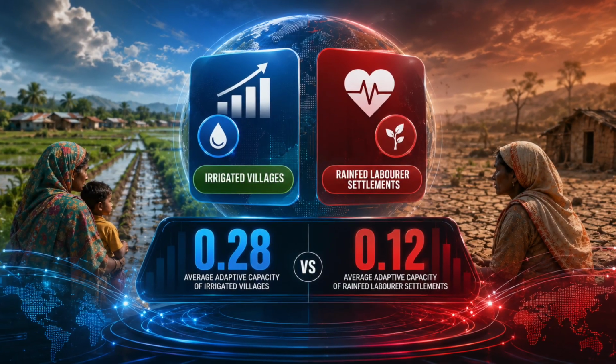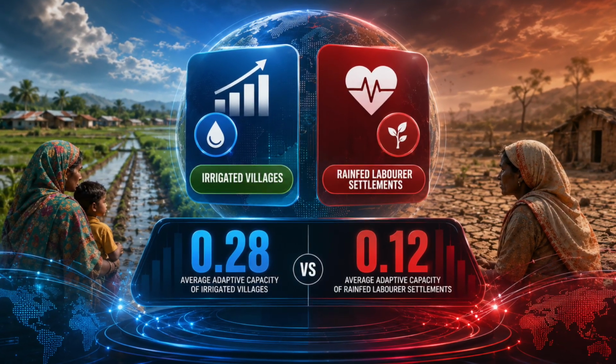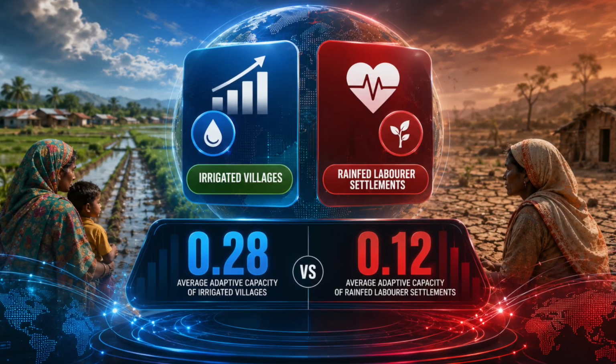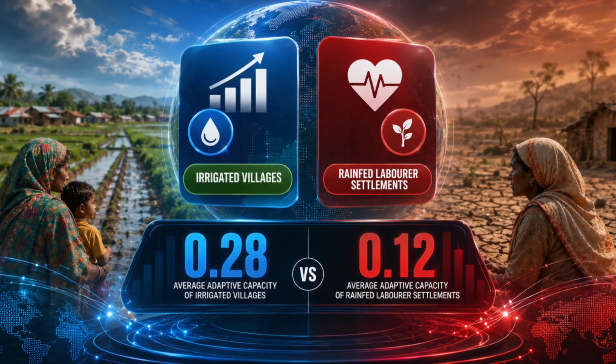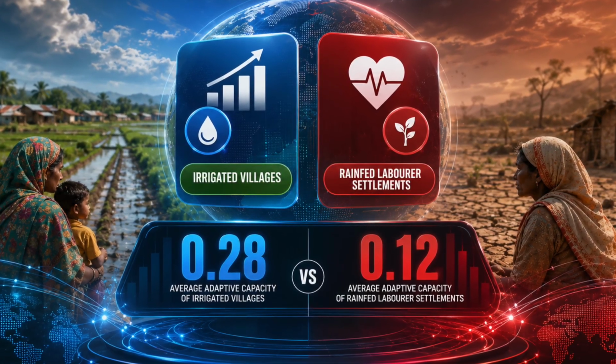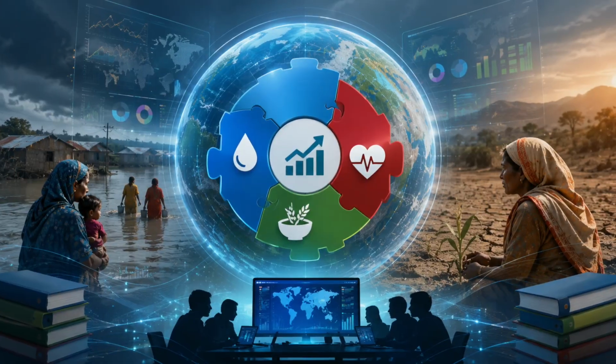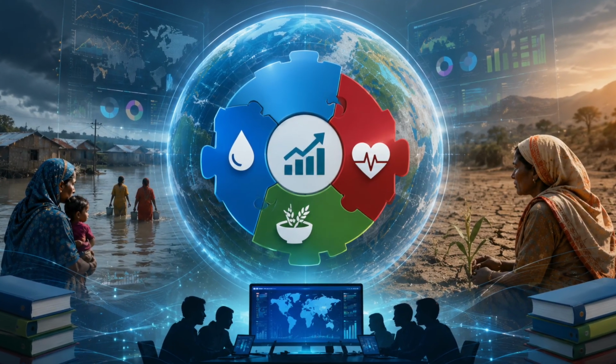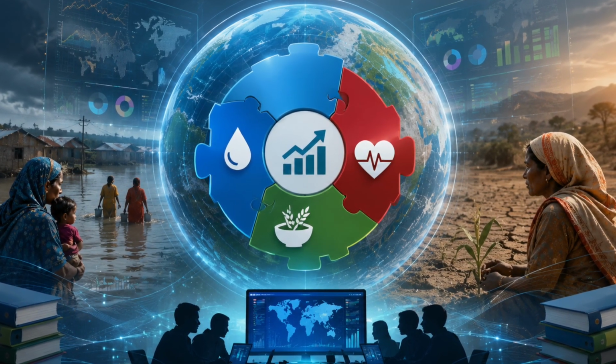So with this, we can see that the average adaptive capacity of irrigated villages is 0.28 as compared to the average adaptive capacity of rain-fed laborer settlements, which is 0.12. This clearly confirms the diversification of social capital buffers. Therefore, composite LVI and IPCC help us to assess the cross-study comparability.